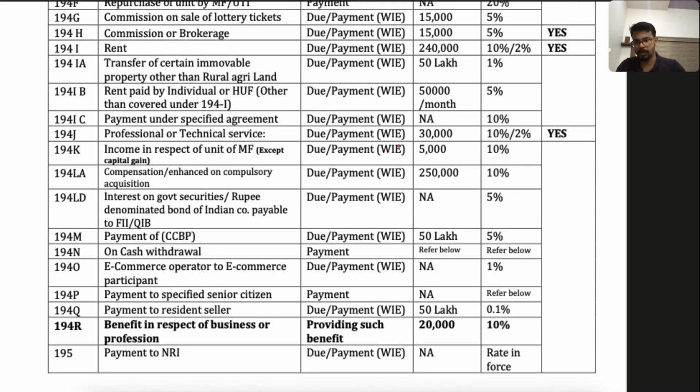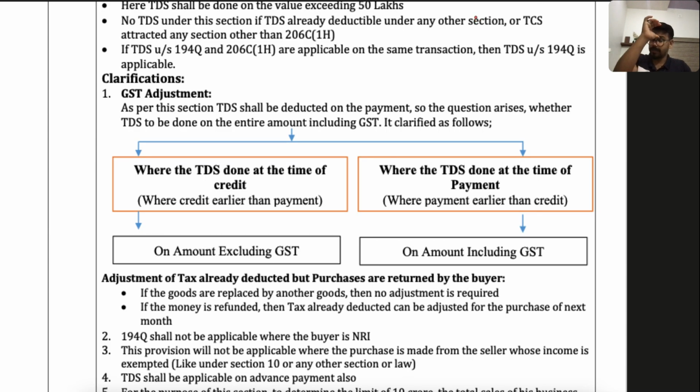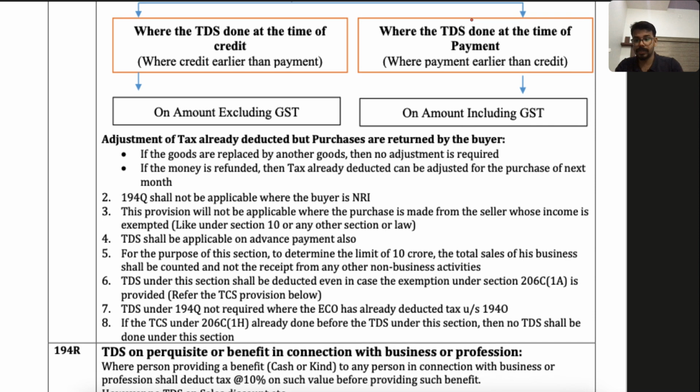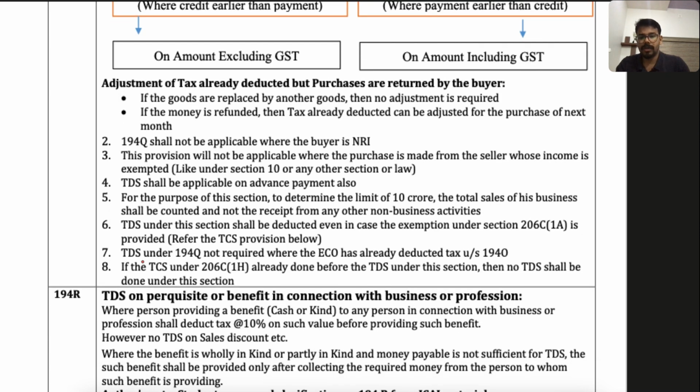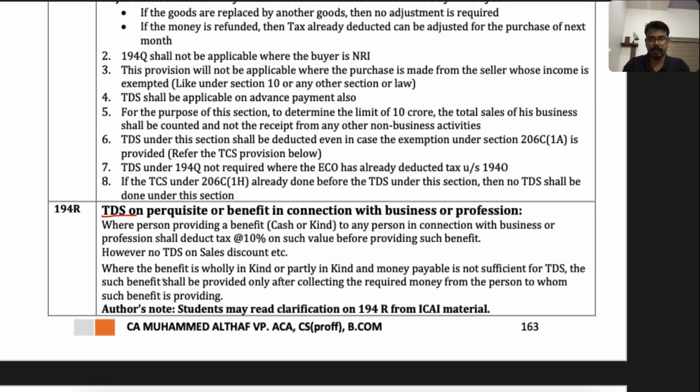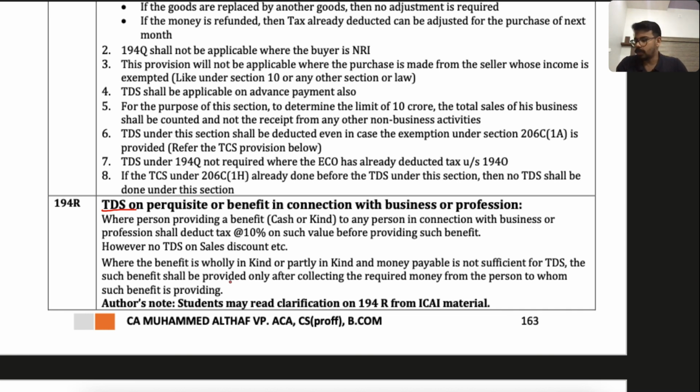I hope all of you might have already studied 194O, 194P, 194Q, 194R. 194R actually has a clarification they have given. That's a huge clarification regarding 194R. So it's better you read the ICAI material, because I don't think they will be asking much about that. There is a clarification they have inserted for inter and final.